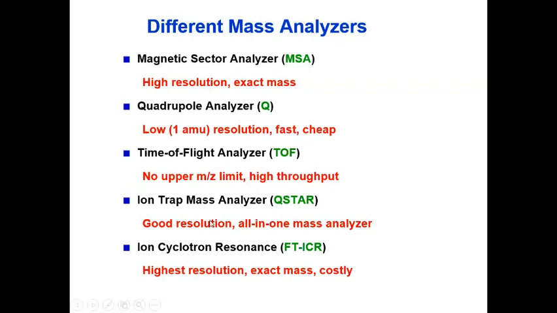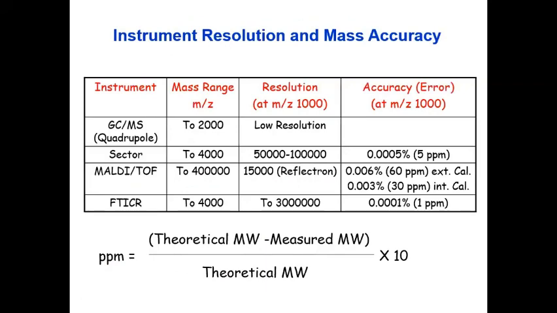And then we have the ion trap mass analyzer, showing good resolution, an all-in-one mass analyzer. Then we have the ion cyclotron resonance analyzer, and this one gives very high resolution and high accuracy of the mass peak in mass spectrometry.